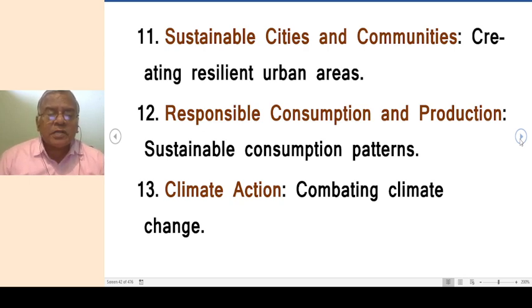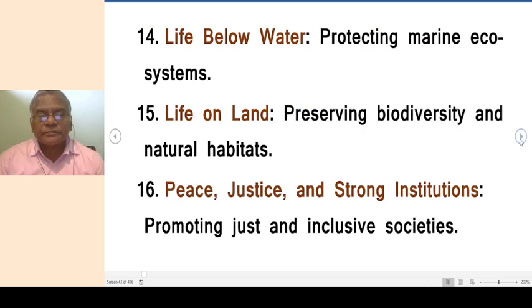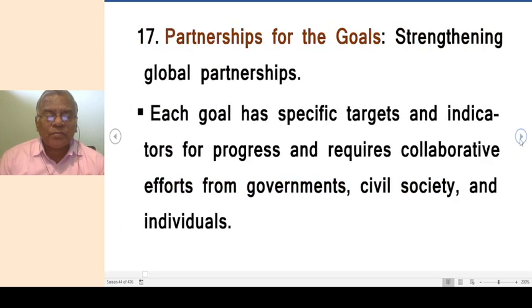The 12th SDG will be responsible consumption and production, sustainable consumption patterns. The 13th SDG will be climate action, combating climate change. The 14th SDG will be life below water, protecting marine ecosystems. The 15th SDG will be life on land, preserving biodiversity and natural habitats. The 16th SDG will be peace, justice and strong institutions, promoting just and inclusive societies. The 17th SDG will be partnerships for the goals, strengthening global partnerships.